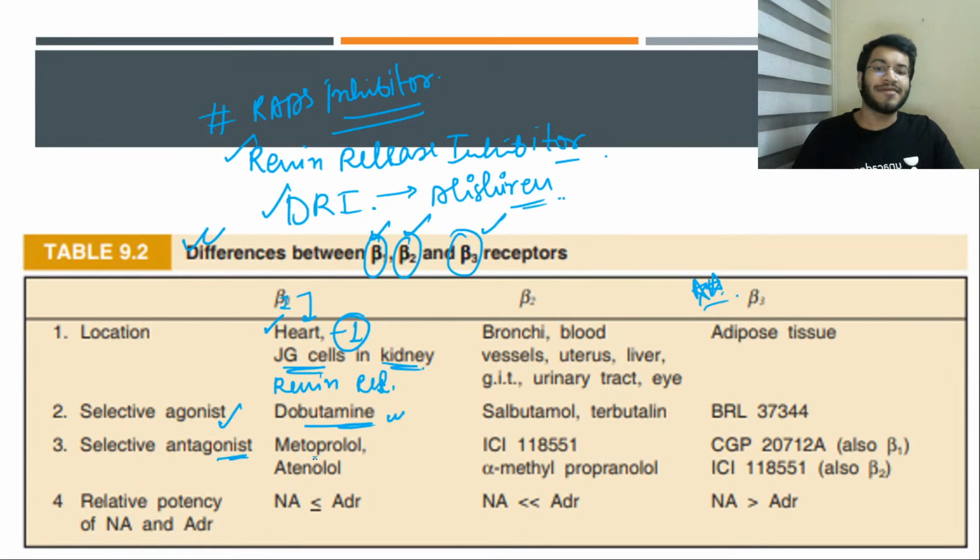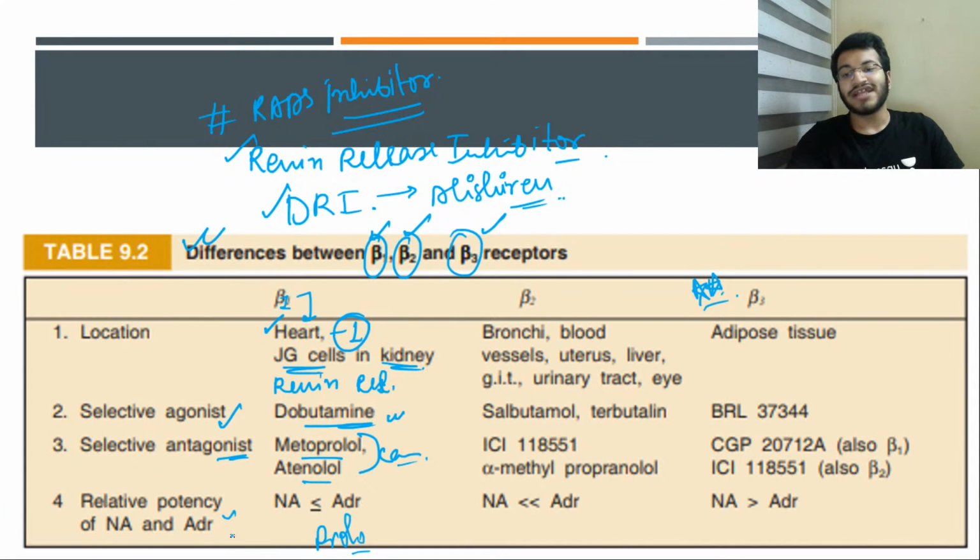Selective antagonist, if I talk about it, then metoprolol and atenolol, because they are cardioselective. And if you ask me why propranolol is not here, propranolol is a prototype, why not here? Because we are talking about selective antagonists. Propranolol blocks both beta 1 and beta 2, but here we are only talking about cardioselective beta blockers, right?